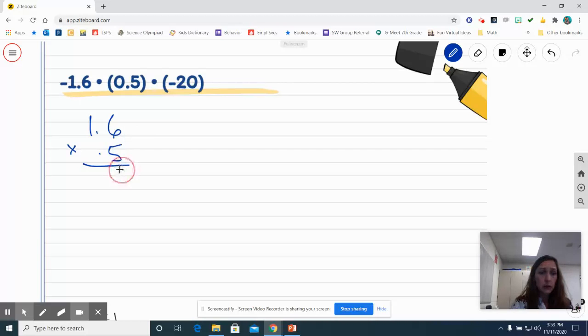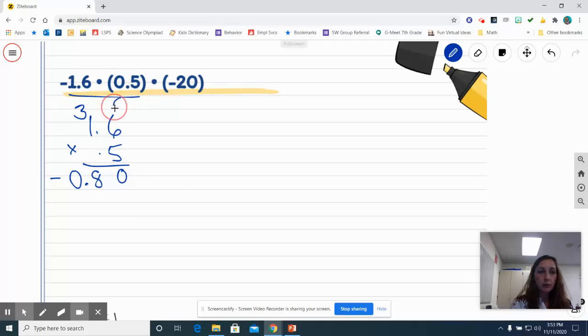6 times 5 is 30. 5 times 1 is 5. Add the other 3 and we get 8. There are 2 decimal places here in our factors. So there's got to be 2 decimal places in the answer, and that works out to be 8 tenths or 80 hundredths. So this was a positive times a negative, so I know that this is going to be negative.